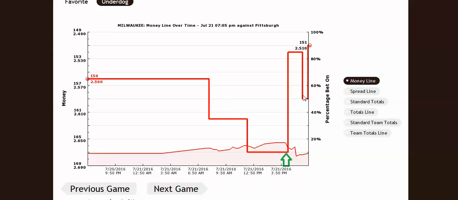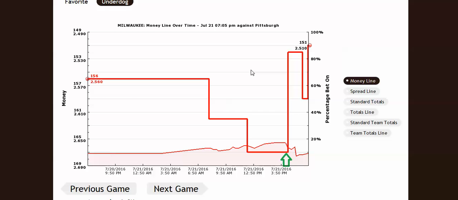It kind of went back down a little. It tried to adjust. That's what you'll see. If the public money is only here, Vegas will try to adjust it, and you might see it come back down. But it actually shot back up again, which still looks pretty strong in favor of Milwaukee. Now, would I bet on the Brewers just because of this? Maybe not.